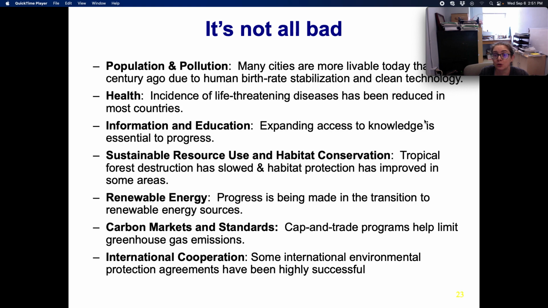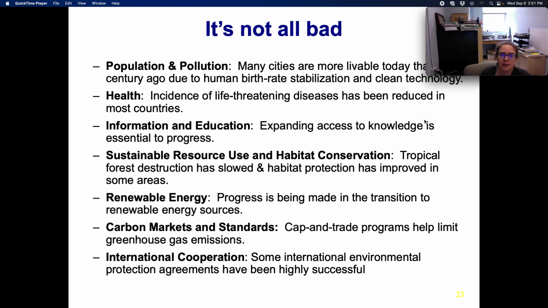Health has improved dramatically. The incidence of life-threatening diseases has been reduced in most countries. And that's been a real win. We've gotten really good at sanitation. We've gotten really good at sterilizing things in medical practices so people aren't dying of common respiratory illnesses as much. They're not getting infections and dying. Going to the hospital isn't as dangerous because we know how to sanitize things.